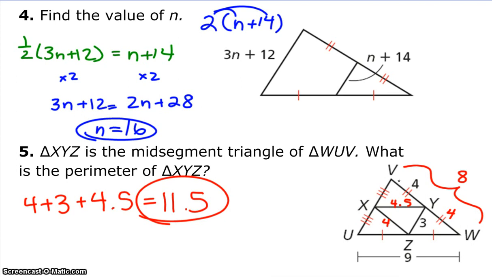For number 5, you'll see that UW is 9, so XY must be 4.5. VW, this is 4, so this must also be 4, therefore the total is 8. And XE must be half of that, so 4. So add it up, 4 plus 3 plus 4.5 gives you the perimeter of XYZ, which is 11.5.